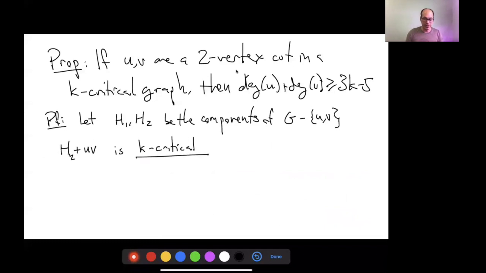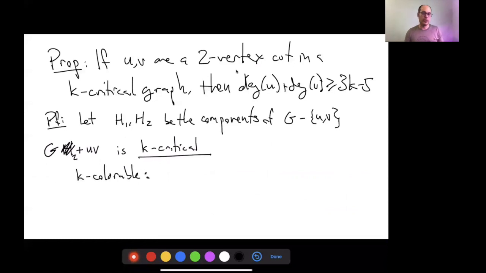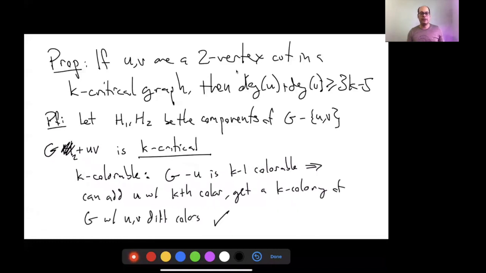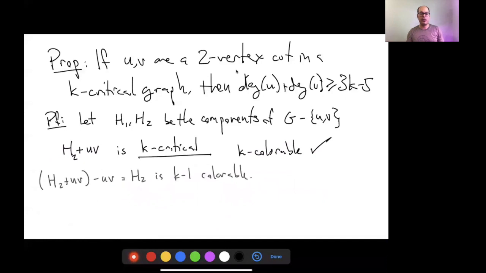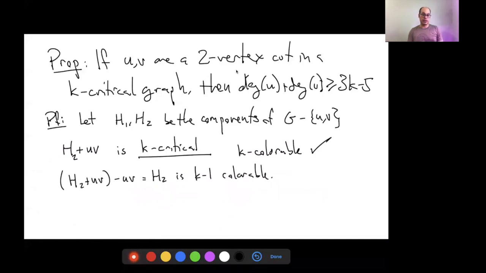All right. So something similar happens on the other side. In fact, it turns out that G2 plus UV, when I add that edge on the other side, I get something K critical. Again, what do we need to show? We need to show it's K colorable. And this is simply because, you remove one of these vertices, it's K minus 1 colorable. I can stick that thing back in with a Kth color, and it doesn't contradict any of the coloring that I've chosen prior. So I get a K coloring, it's K colorable. But I want to also show that if I were to remove an edge, it would be K minus 1 colorable.